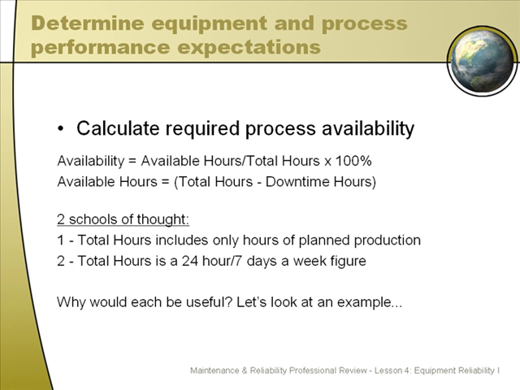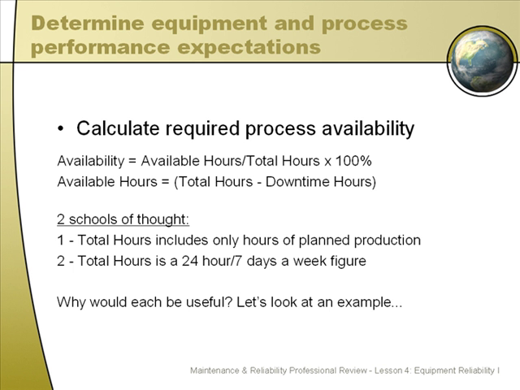Available hours is equal to the total hours minus the downtime hours. This is a really simplified view of it, and there are some different caveats to this depending on how you calculate your downtime hours. But there are two basic schools of thought. Number one, that the total hours in the denominator includes only hours of planned production. In other words, if your operation only runs 8 hours a day, the total hours available is 8, not 24. The other school of thought, number two, is that total hours is a 24-hour, 7-day-a-week figure.